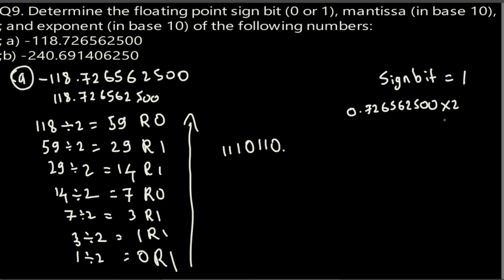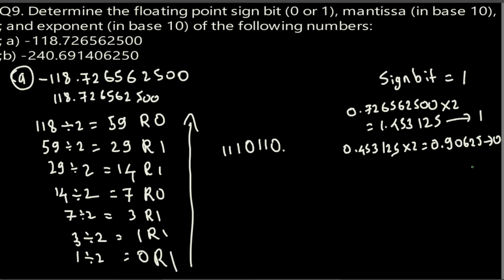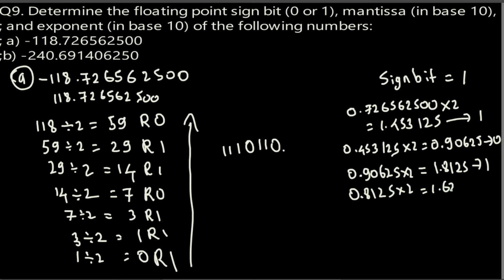So if we multiply this one by 2, that gives us 1.453125. Here we have 1 in front, so we put it right there, and then 0.453125 times 2, that is 0.90625. 0 in front, so we put it right there, and then 0.90625 multiplied by 2, that gives us 1.8125. 1 in front, we put it right there, and then 0.8125 multiplied by 2, that gives us 1.625.